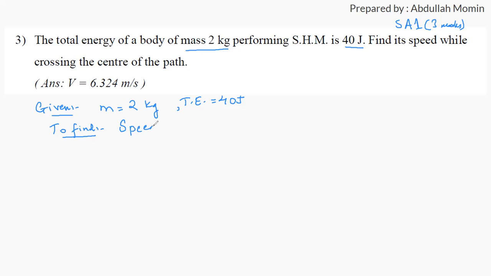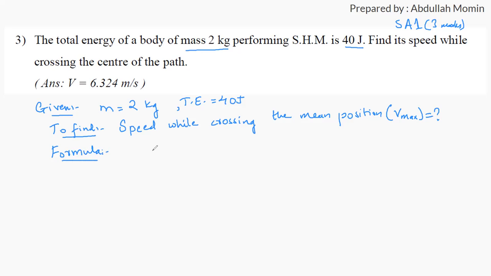speed while crossing the mean position. Center position means mean position, and at mean position the speed is maximum. So we are supposed to find out the maximum velocity. The formula is total energy is equal to half m v max square.